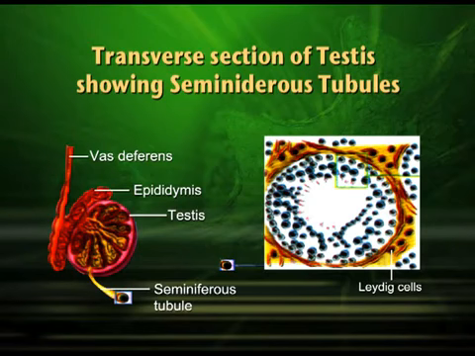Now this vas deferens originates in the scrotum. This is extension of epididymis, and then it enters inguinal canal and enters the abdominal cavity. So inguinal canal is a small channel which allows this vas deferens to pass through, but will not allow testis to pass through it and go to abdomen.